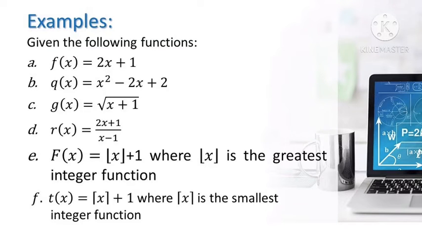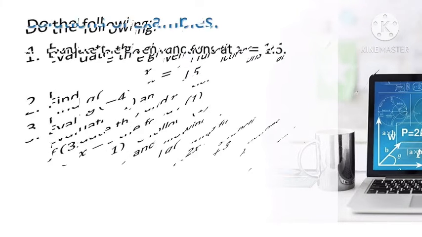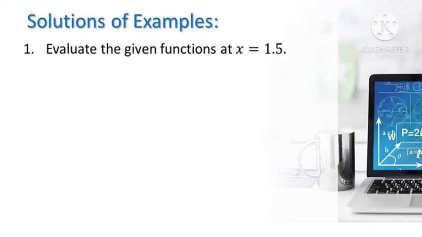So given the following functions like f of x, q of x, g of x, r of x, f of x, and t of x. Now, we are asked to do the following. Number 1, evaluate the given functions at x which is equal to 1.5. Number 2, find g of -4 and r of 1. Number 3, evaluate the following functions, f of 3x minus 1 and q of 2x plus 3. Now, these would be the solutions of the examples.